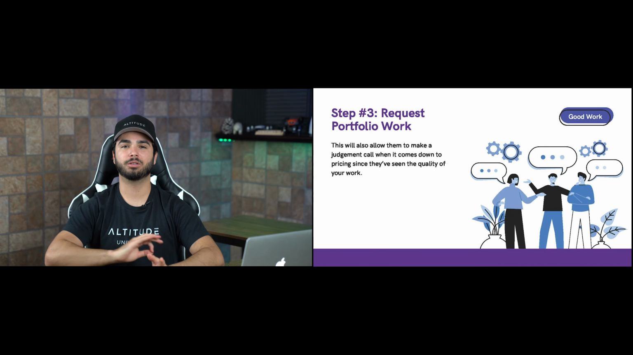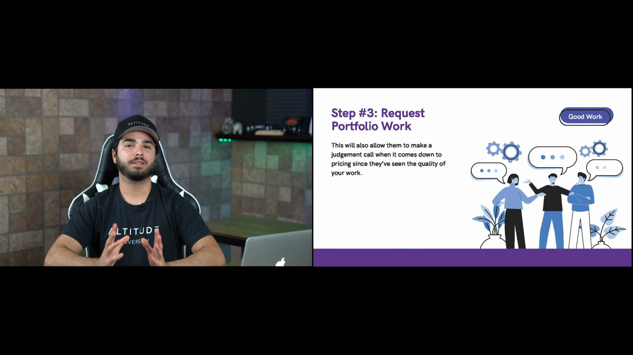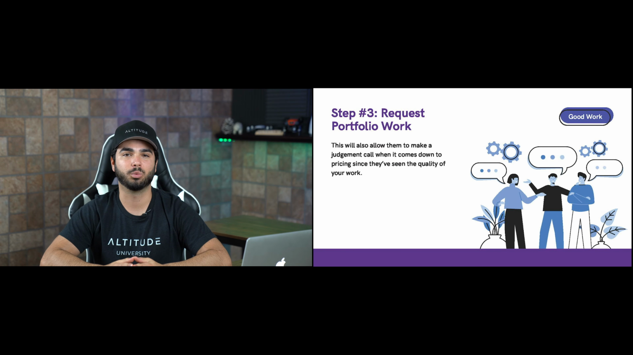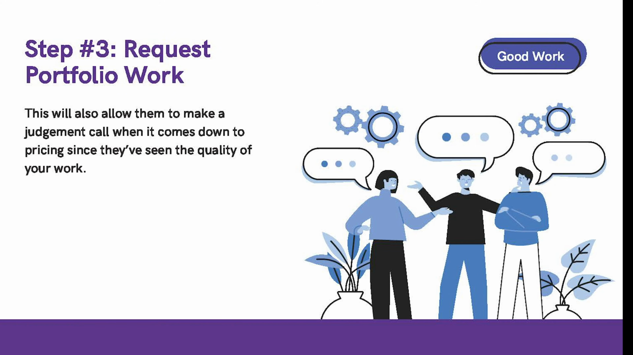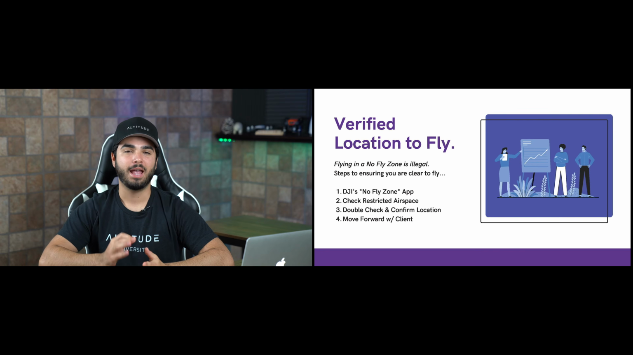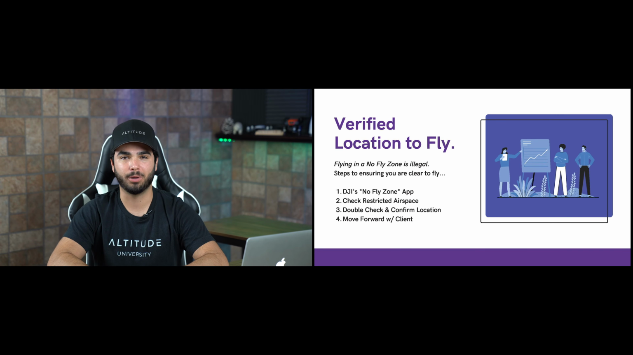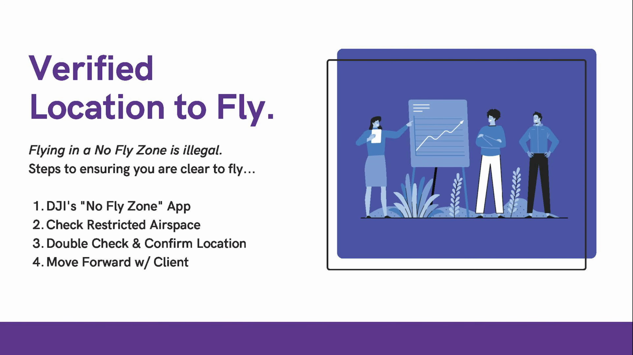And third, if you pass those first two qualifications, then they'll typically move forward and request a portfolio of your past work. This will also allow them to make a judgment call when it comes down to pricing, since they've seen the quality of your work. And four, make sure as a company that you're verifying the location and can legally fly in the proposed area of the property. This is a huge part of the process and can kind of make or break a deal.